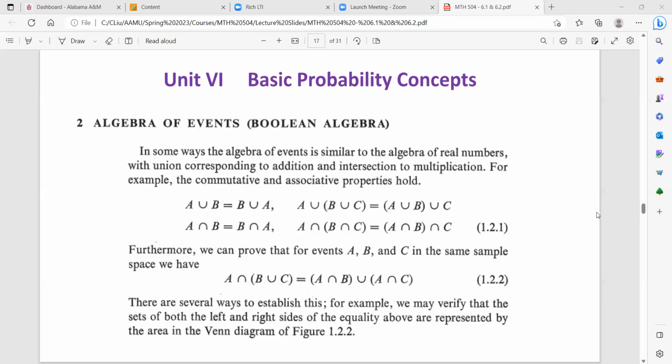But if you compare the algebra for sets and algebra for numbers or real numbers, then you can see some of them are really similar. If you, for example, consider union of sets as addition of numbers, and intersection of sets as multiplication, then you can see the formulas or the laws for the numbers also work for sets. And so there's a correspondence between the algebra in real numbers and the Boolean algebra. Especially the commutative and associative properties.